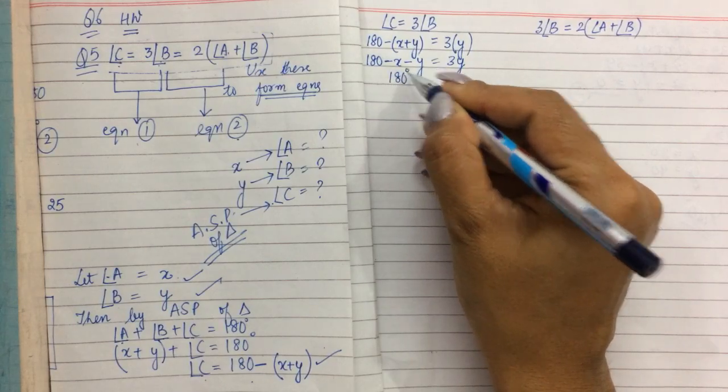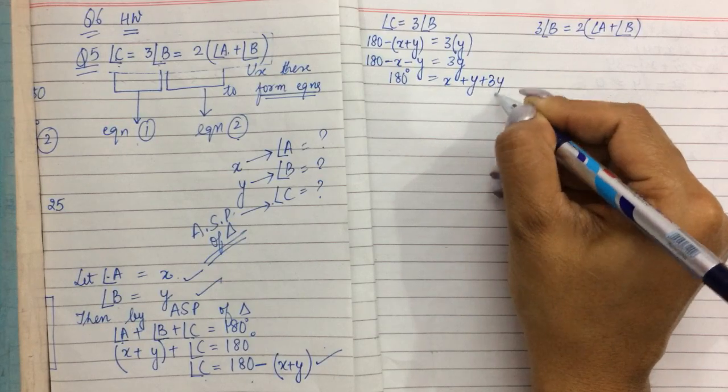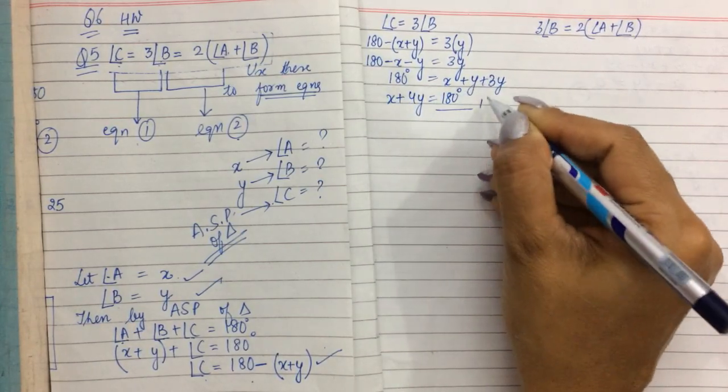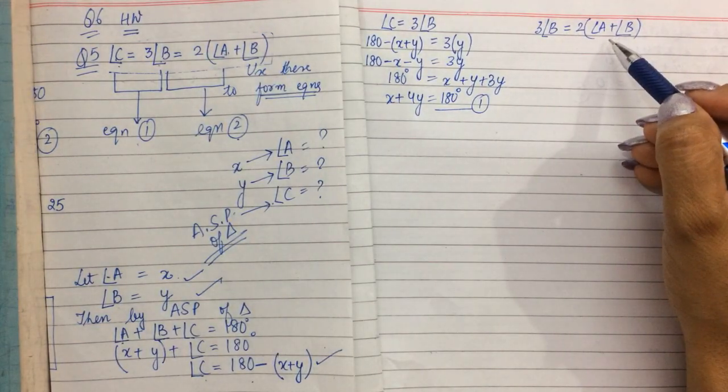So keeping 180 here, let's take these terms to the right hand side: x plus y plus 3y. So you get x plus 4y equals 180 degrees. This is your first equation. Let's use these two to obtain the second equation.